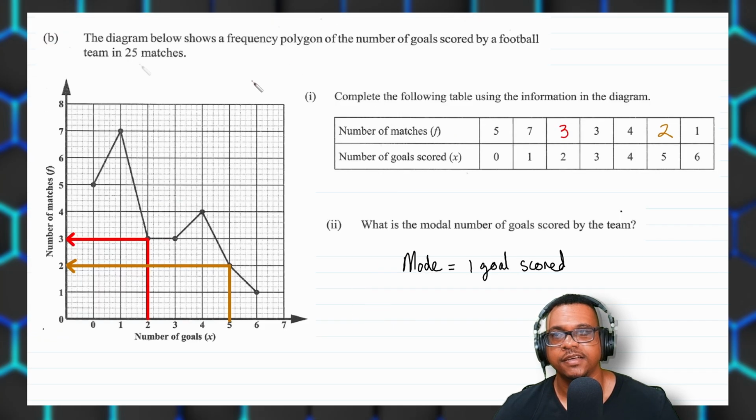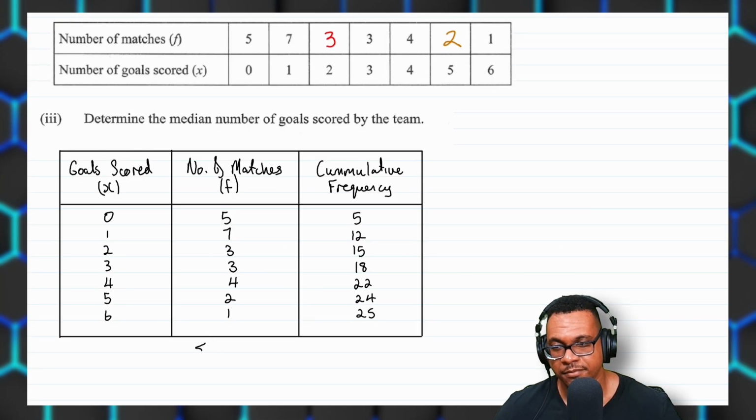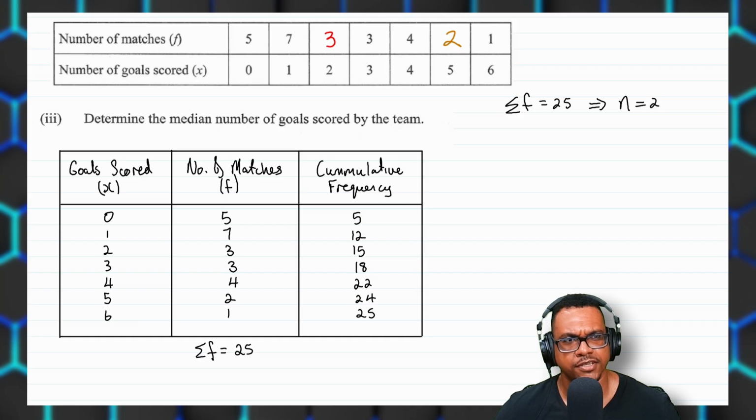And if we look back at the information here, they told us that the diagram below shows the frequency polygon of the number of goals scored by a football team in 25 matches. So we know the total number of matches is 25. So that will also mean that sigma f, the sum of all your frequencies, would be 25. So now, how are we going to use this to determine the median? Now, the median is the halfway point of the data, so we have a total of 25 matches in all. So I'm going to put sigma f equals 25, which implies that n is equal to 25.